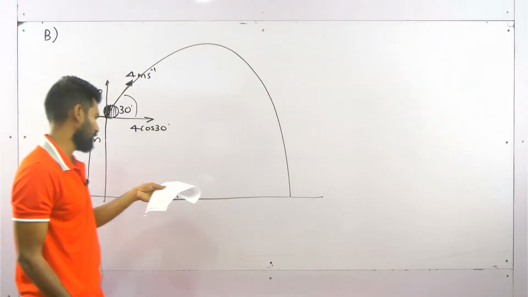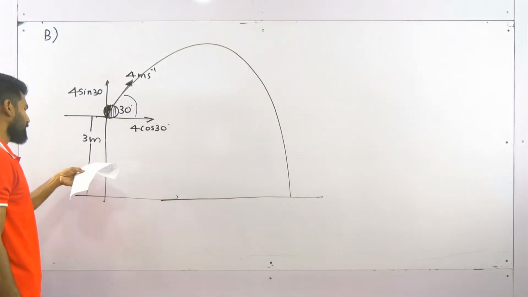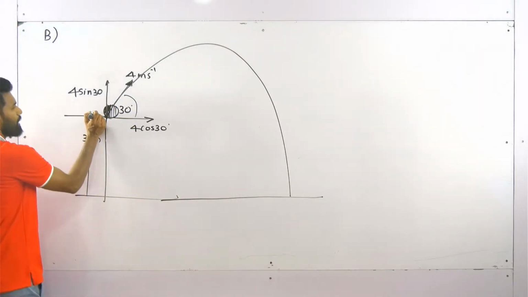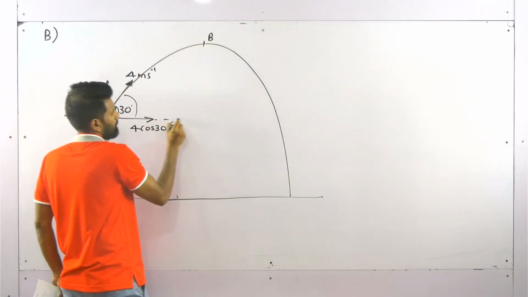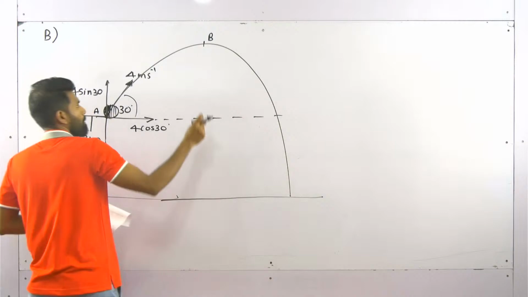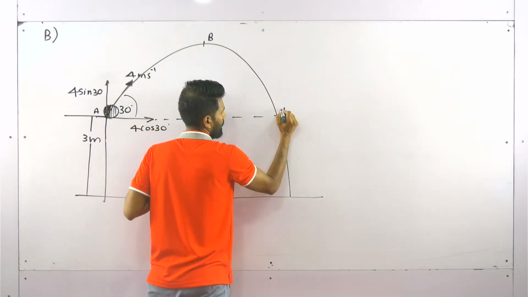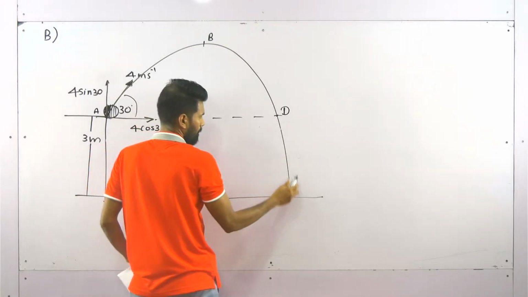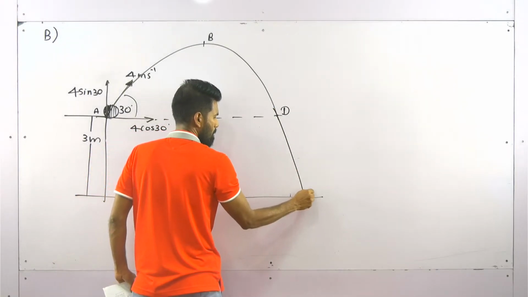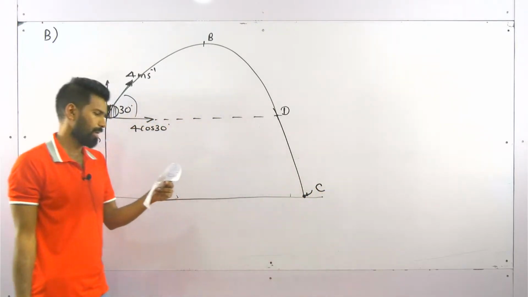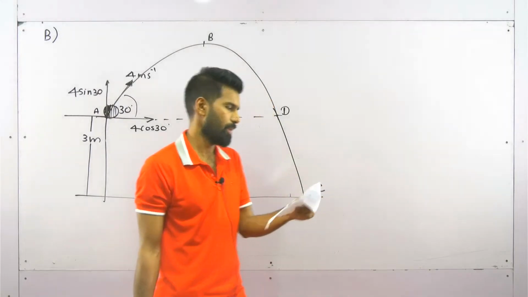Okay. Now, what is the first question? What is the velocity of the object at point B? This is point A. The highest point is marked as B. The point where it passes the same horizontal line is named D, and the point where it hits the ground is named C. Then, what is the velocity of the object at point B?